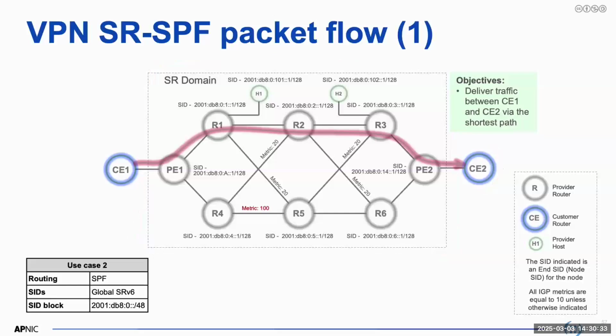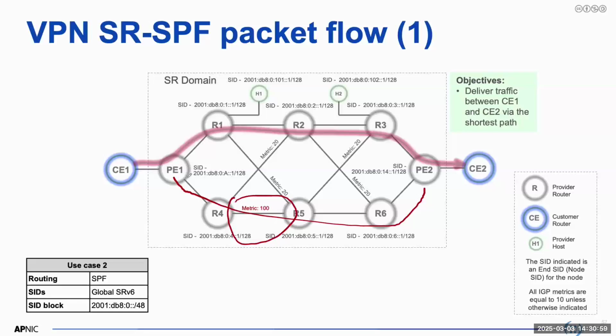Okay, so our objective in this case is to deliver traffic between C1 and C2 using the shortest path. Based on the metric, this is the shortest path we have. You can think of the other link as a possible shortest path as well, but here we have specified metric 100 just to make it not the shortest path.